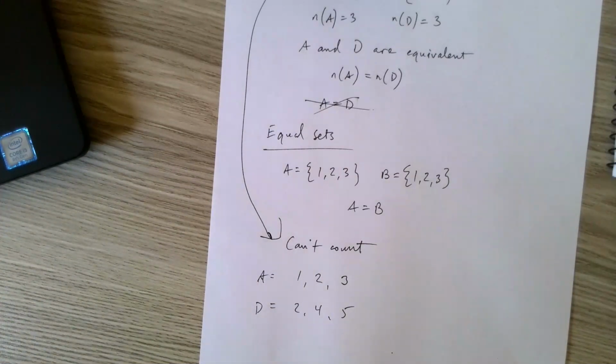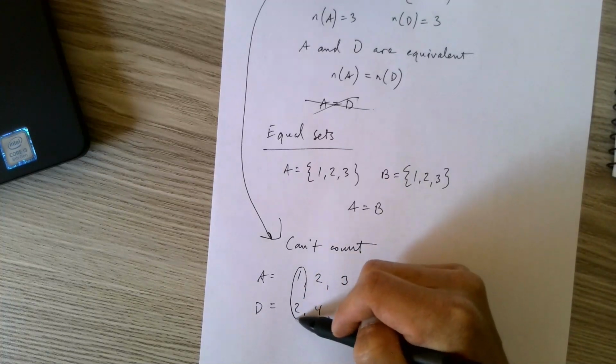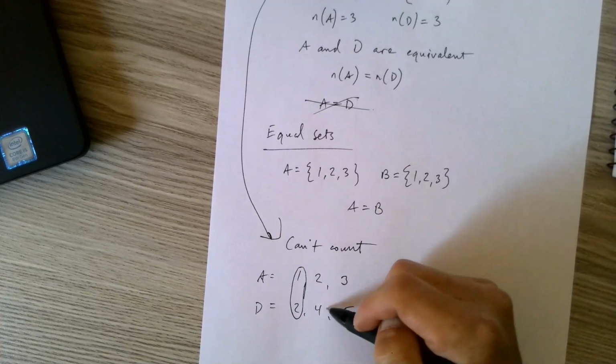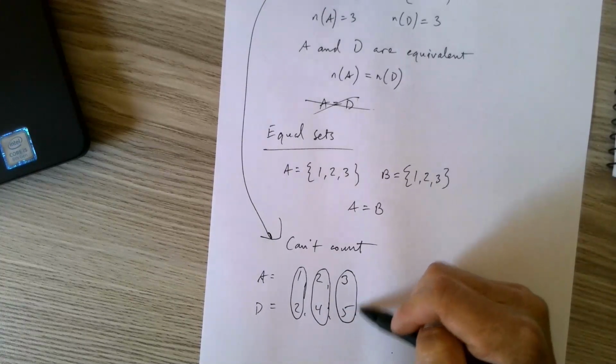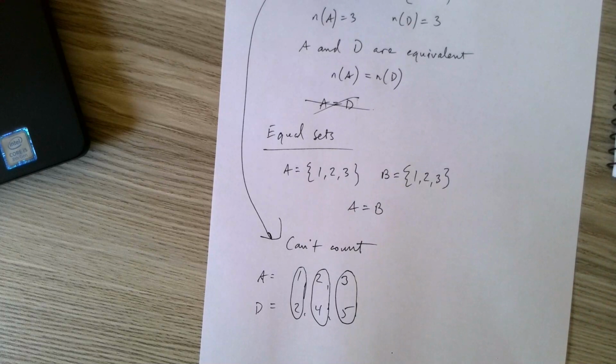But if I ask a little kid, which one has more? Then in his or her mind, he might pair up the objects in each set like this. There's a pair, there's a pair, there's a pair. And there are no more elements left out here. So, A and D have the same cardinality. They are equivalent sets.